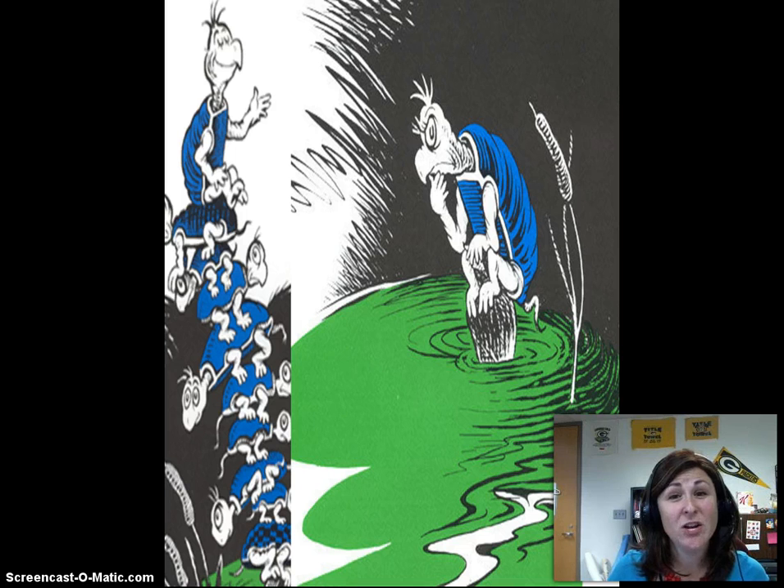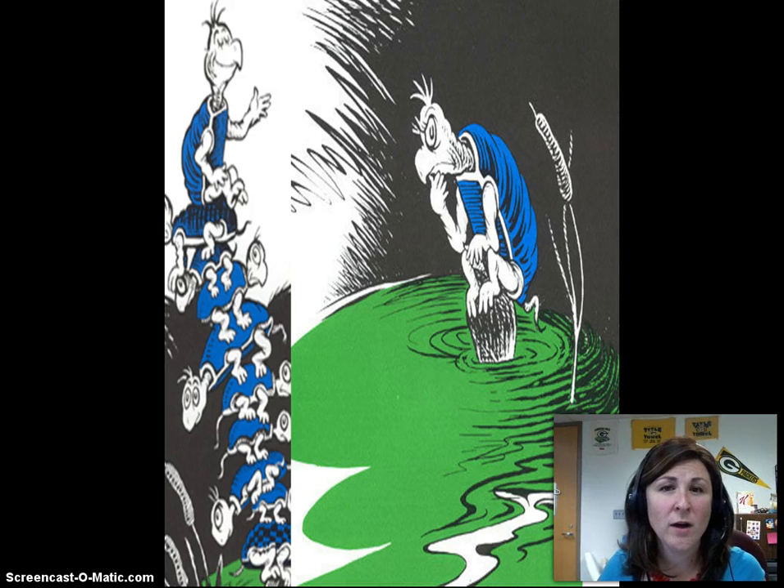Yertle the Turtle was a very greedy turtle. He considered himself king of the pond. However, he figured he couldn't see very far and he wanted to be ruler of everything he could see. So he called for a bunch of turtles to stack themselves up in a tower, which he crawled on top of and used as his throne. The more Yertle could see, the more he wanted to see. So he called for more and more turtles.